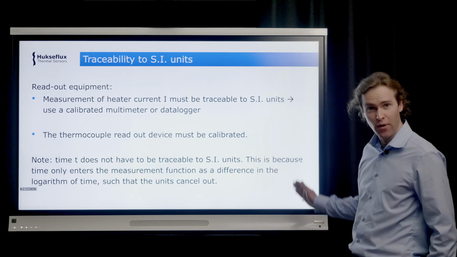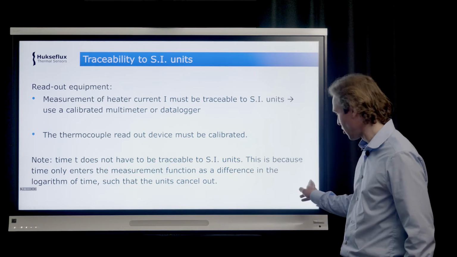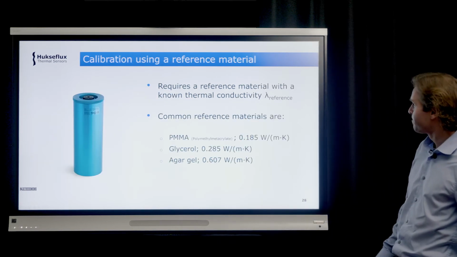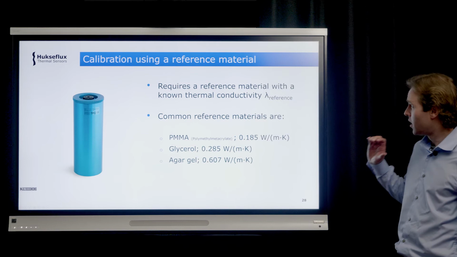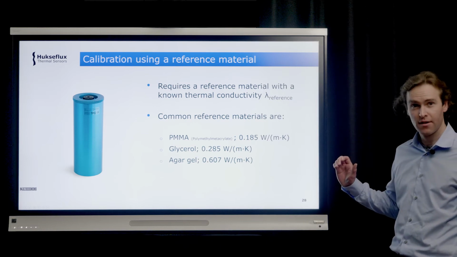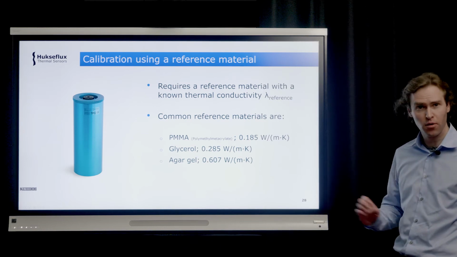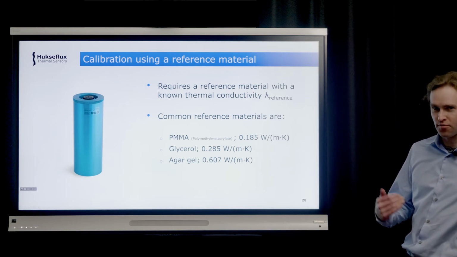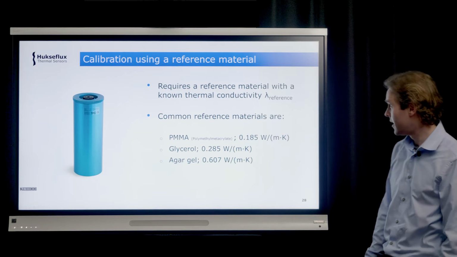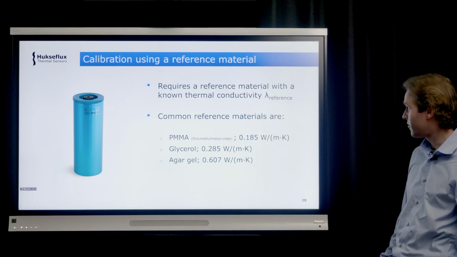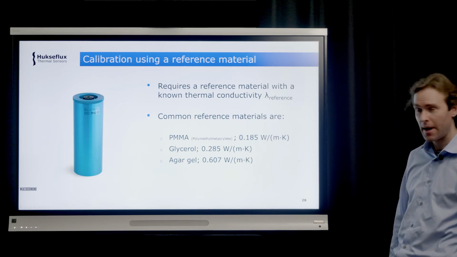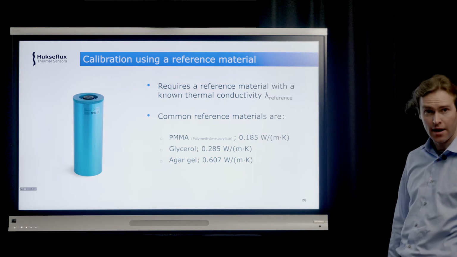But basically, if you have this, then the thermal conductivity is traceable to SI units. Now you can also do a calibration against a reference material. So then you measure the thermal conductivity relative to that reference material. This requires that you have a material with a known thermal conductivity. Some common materials are PMMA, glycerol, or agar gel.